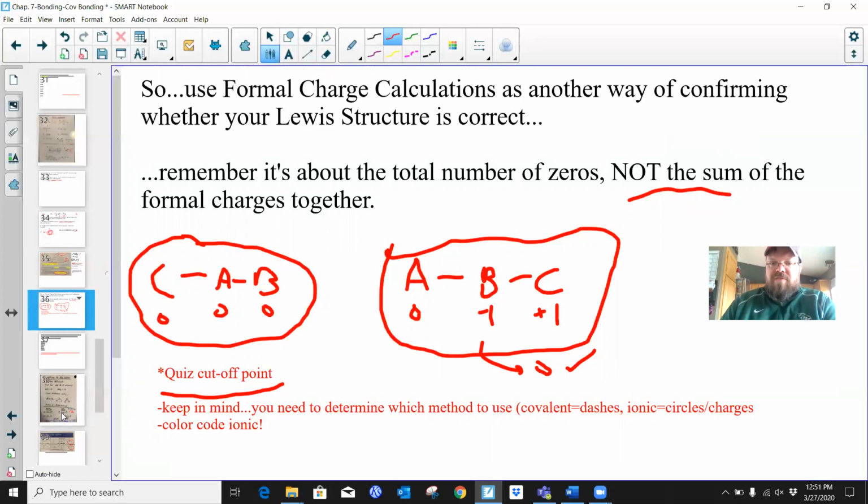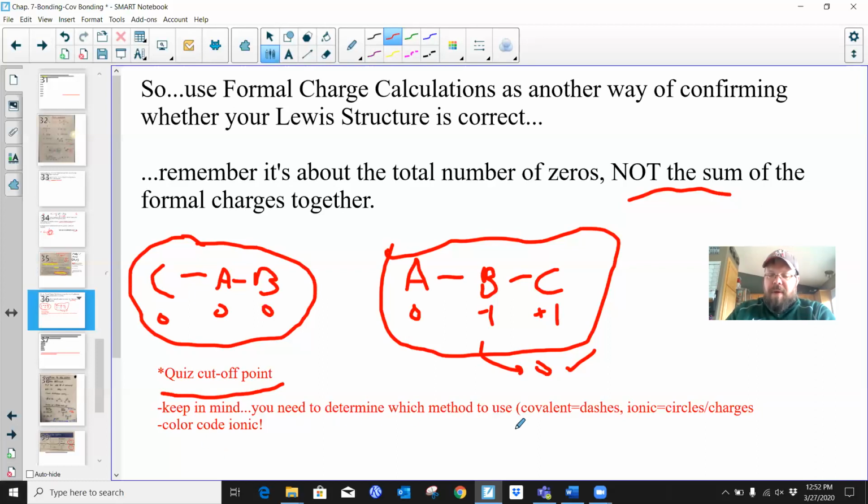Keep in mind, this formal charge calculation is just another tool. We've given you the connect the dots method to use. We've talked about using the steps that the book presents to you, using the skeleton structure and then distributing electrons. And now we have formal charge calculations as a way to confirm if the structure that we've come up with is correct.